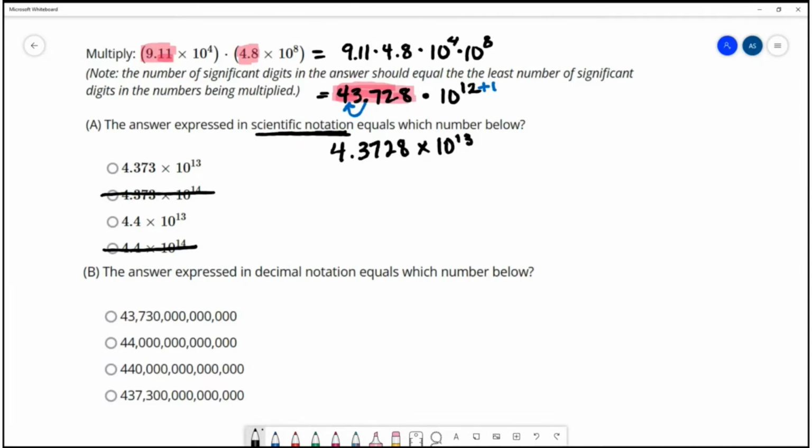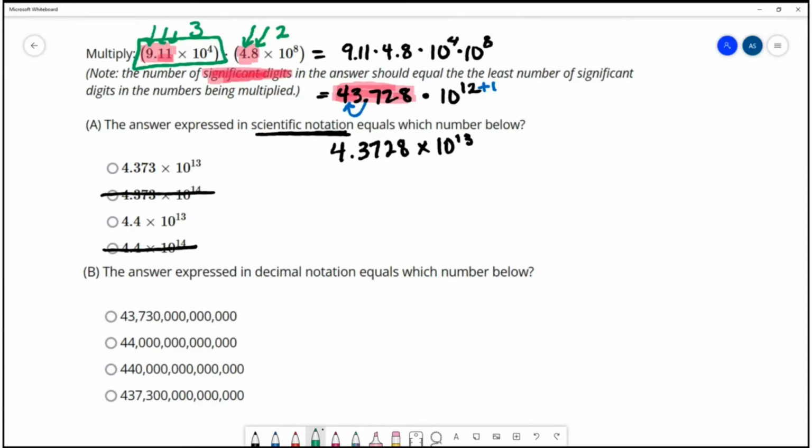But remember I said that we need to pay attention to significant digits. So in our first number here, we have some significant digits. 9, 1, and 1 are all significant digits, so we have 3 significant digits. And here we have 4 and 8 being significant digits. And so we have 2 significant digits.